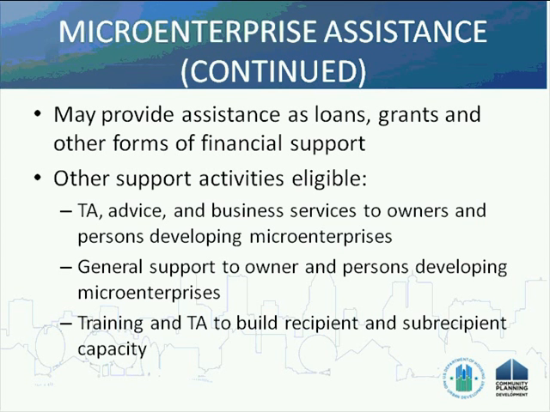First, the unit of general local government may provide the business with financial assistance such as loans, grants, or loan guarantees. The business can use this assistance for a variety of costs, ranging from acquiring or rehabilitating a commercial property, to buying needed equipment, to paying for soft costs such as marketing or training of their employees.